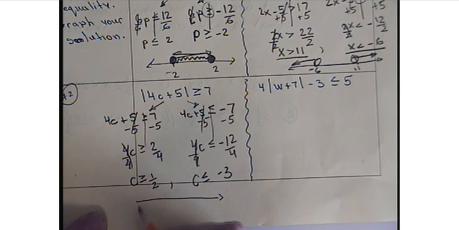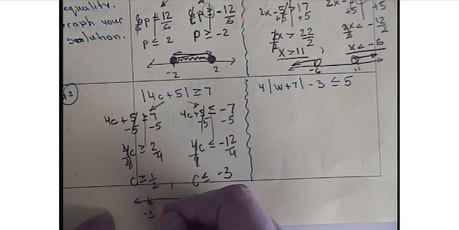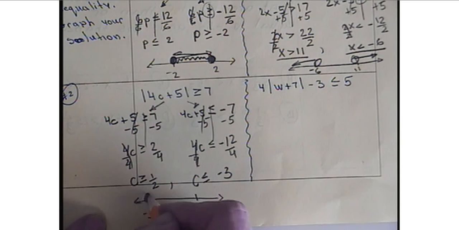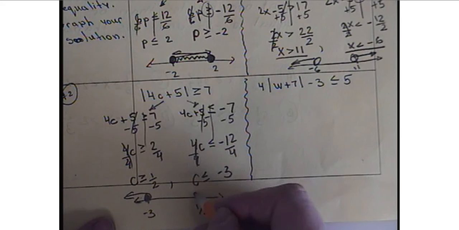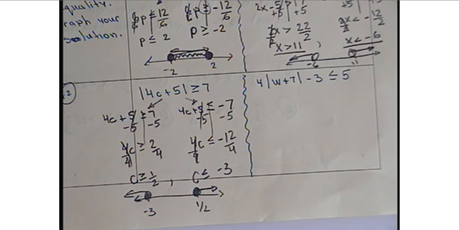On the graph, we put negative 3 over here and 1/2 over here. At negative 3 we have a closed circle, c is less than, going in this direction. And at 1/2 we have another closed circle. C is greater, going in the opposite direction.